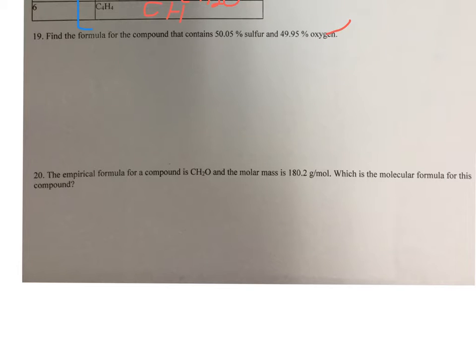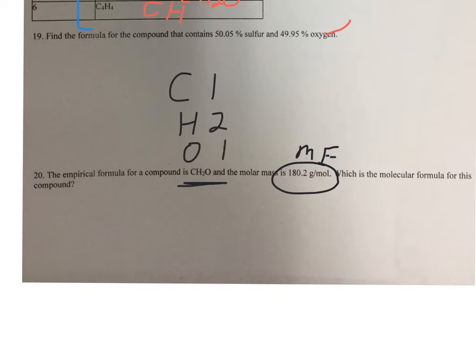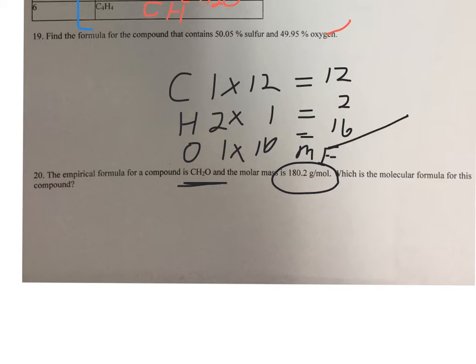Don't forget that the molar mass they're giving you is for your molecular formula. And then for your empirical formula, you have to get the molar mass. So remember, you have 1 carbon, 2 hydrogen, and 1 oxygen. Carbon weighs 12, hydrogen weighs 1, oxygen is 16. So carbon is 12, hydrogen is 2, and oxygen is 16. You're going to add all of this up, and this is going to be the molar mass for your empirical formula.